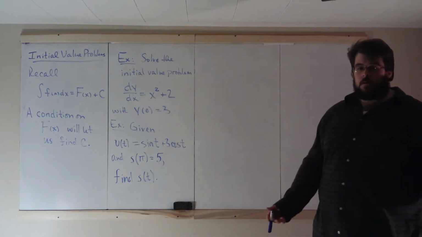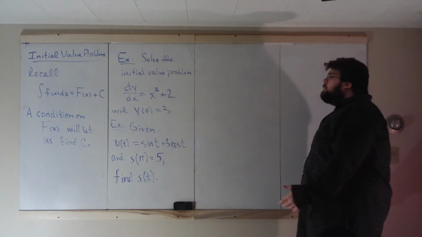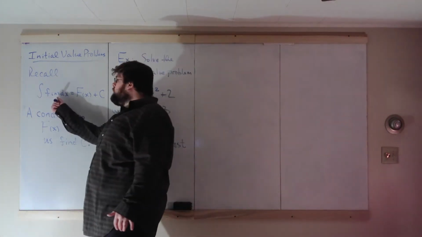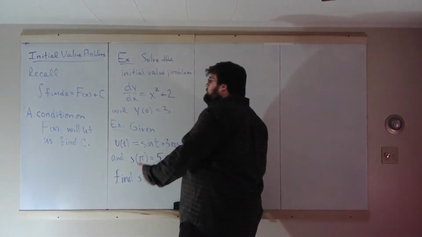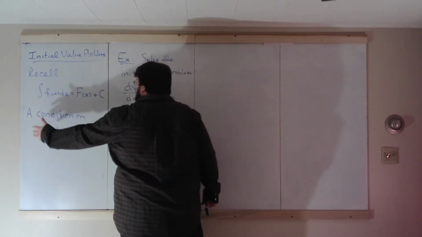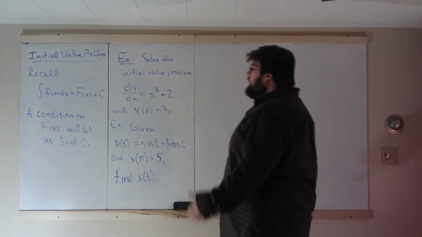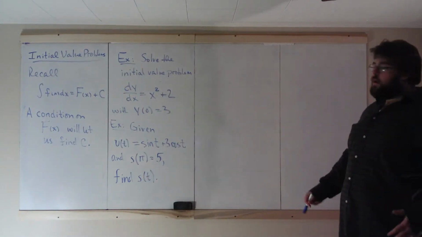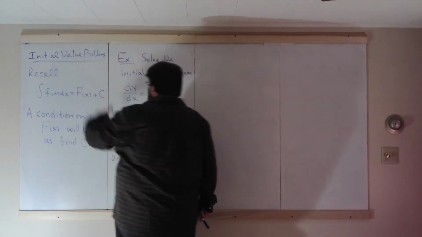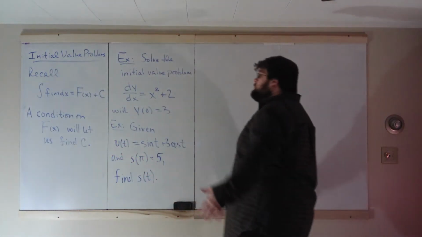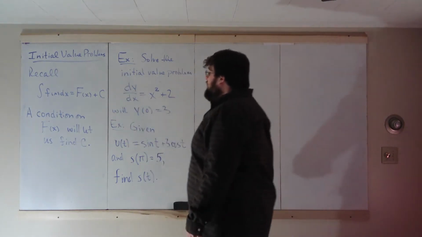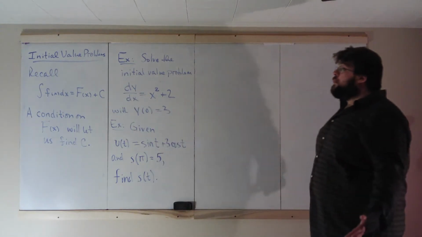Here we're going to do what are known as initial value problems. Now, remember, when we did an indefinite integral, it gave us a family of functions. So the indefinite integral of f, lowercase f, is given by an antiderivative plus any constant. The indefinite integral will give an antiderivative plus a constant c. That is a family of functions.